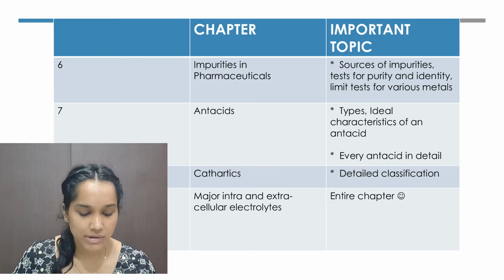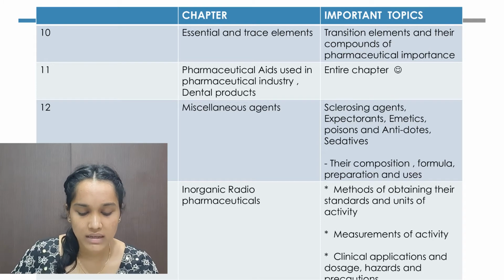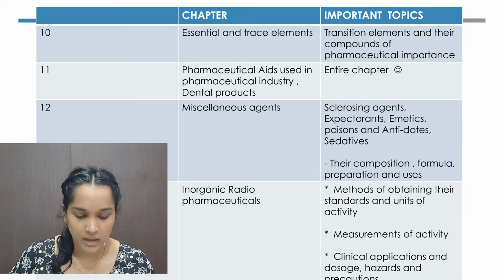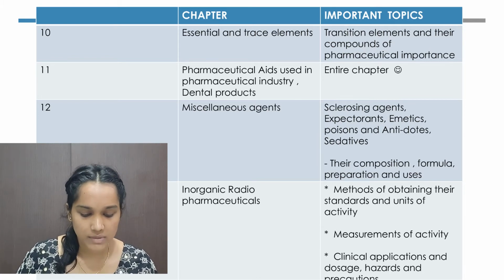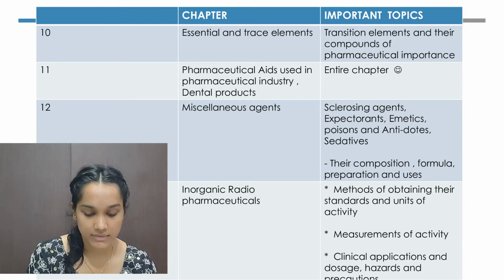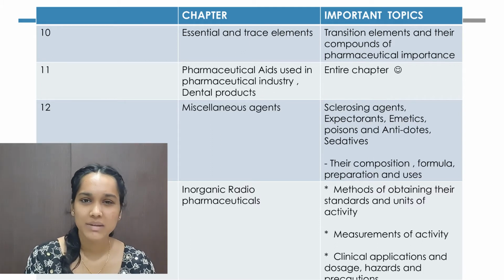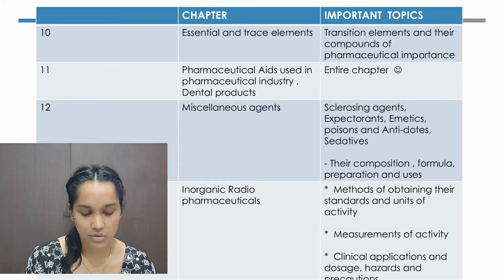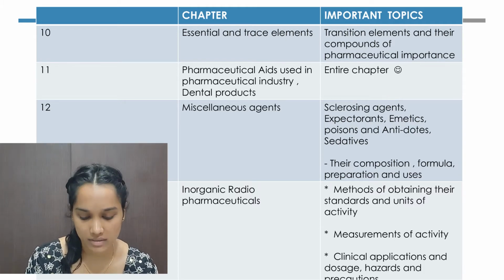Then essential and trace elements, transition elements and their compounds of pharmaceutical importance. Here we have iron and hematics and mineral supplement. Then we have antimicrobials and pharmaceutical aids used in pharmaceutical industry, such as antioxidant, preservative, filtrate, adsorbent, diluent. इन सब में से किसी भी एक पे mainly short note पूछ, write a short note on diluents or adsorbents or preservatives. Mainly preservatives is asked.